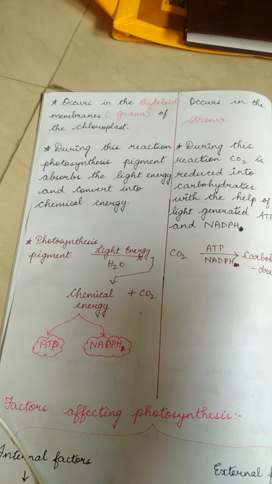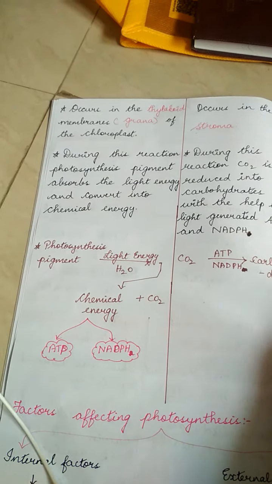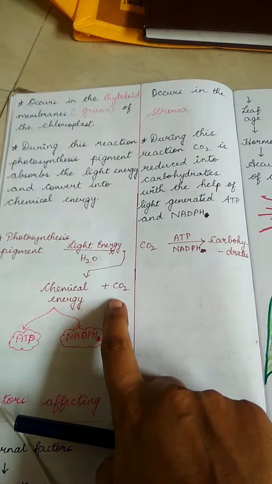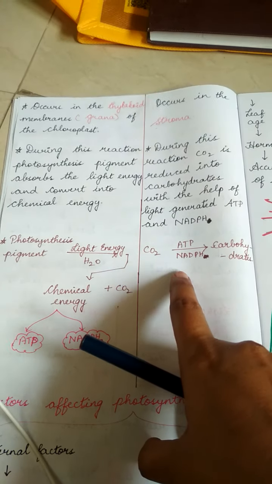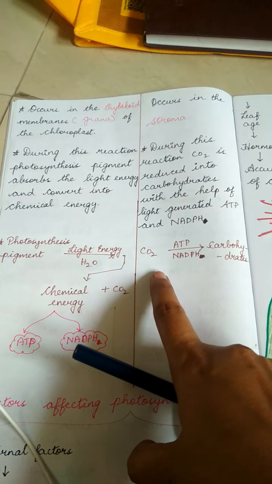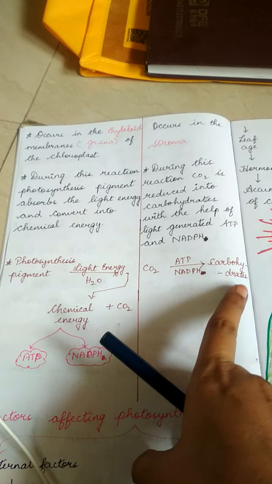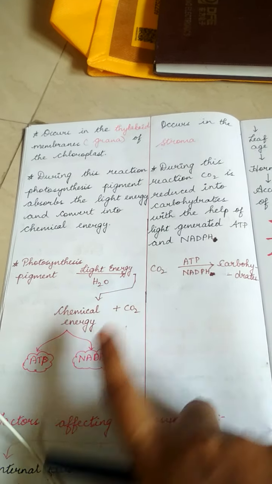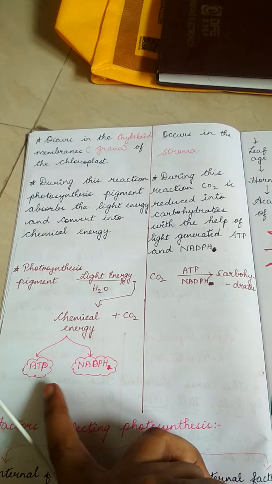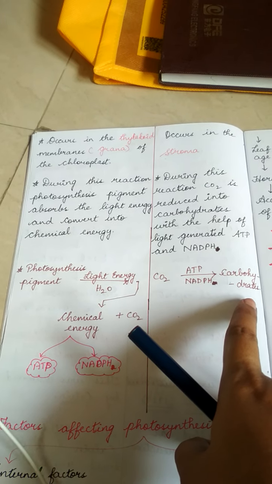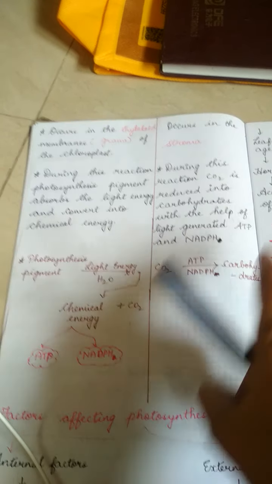Okay, so what happens further in this Calvin cycle is that the carbon dioxide released in the light dependent reaction enters into the stroma, and here this carbon dioxide is reduced with the help of the energy that was released in the light dependent reaction into carbohydrates, that is what we call starch or glucose.